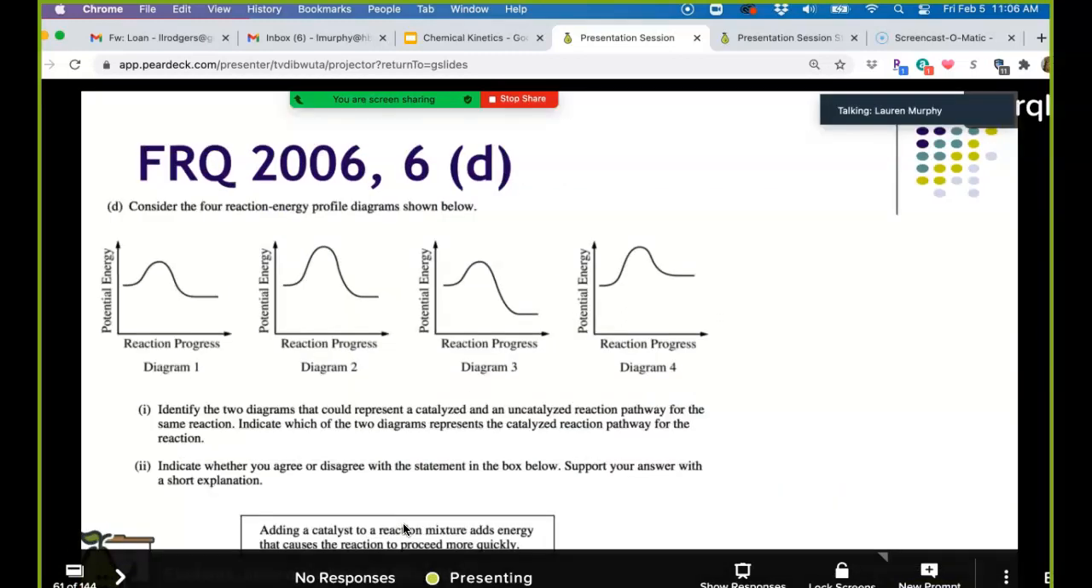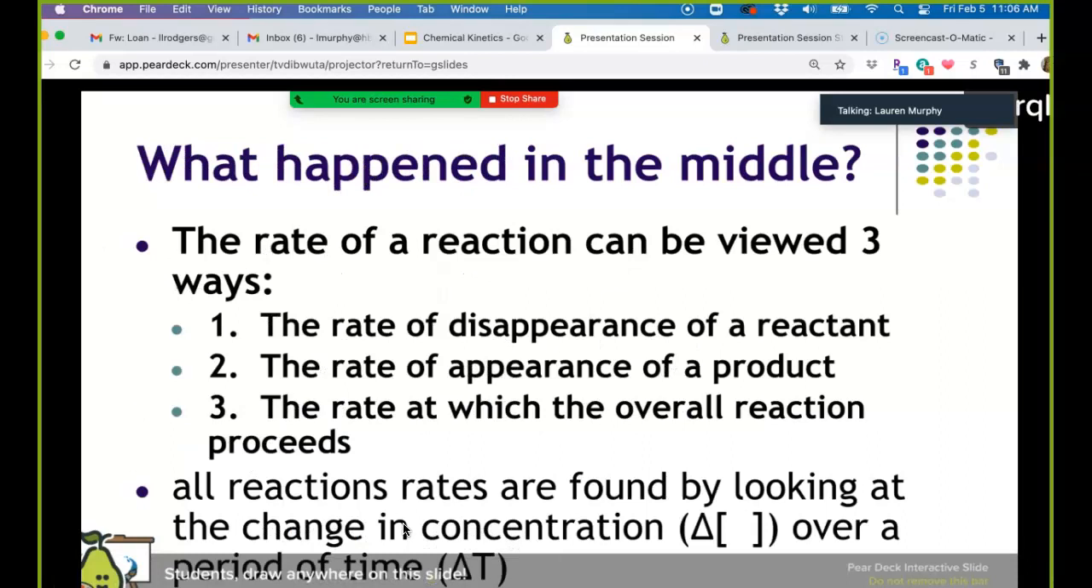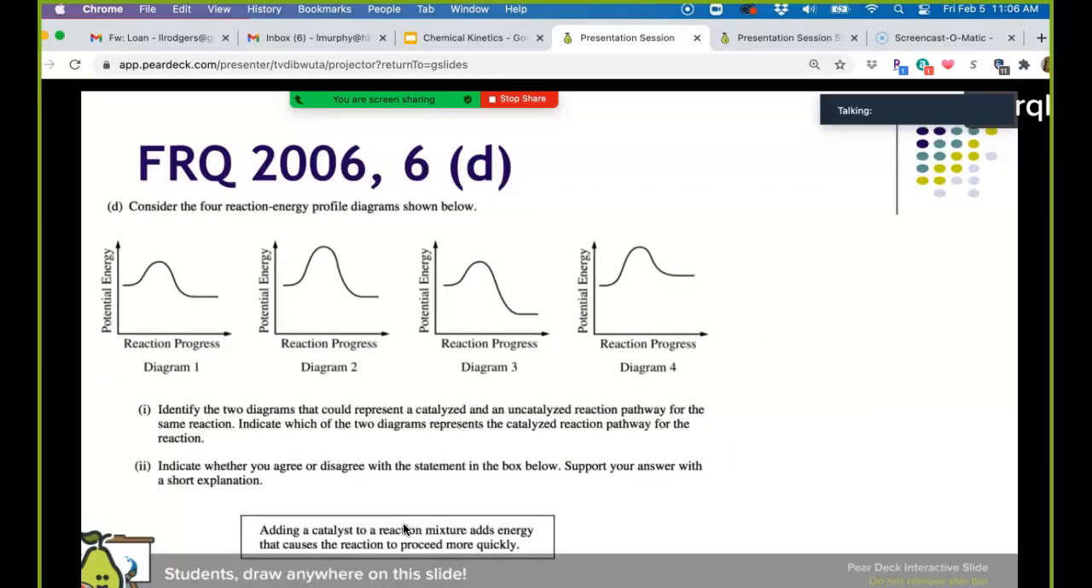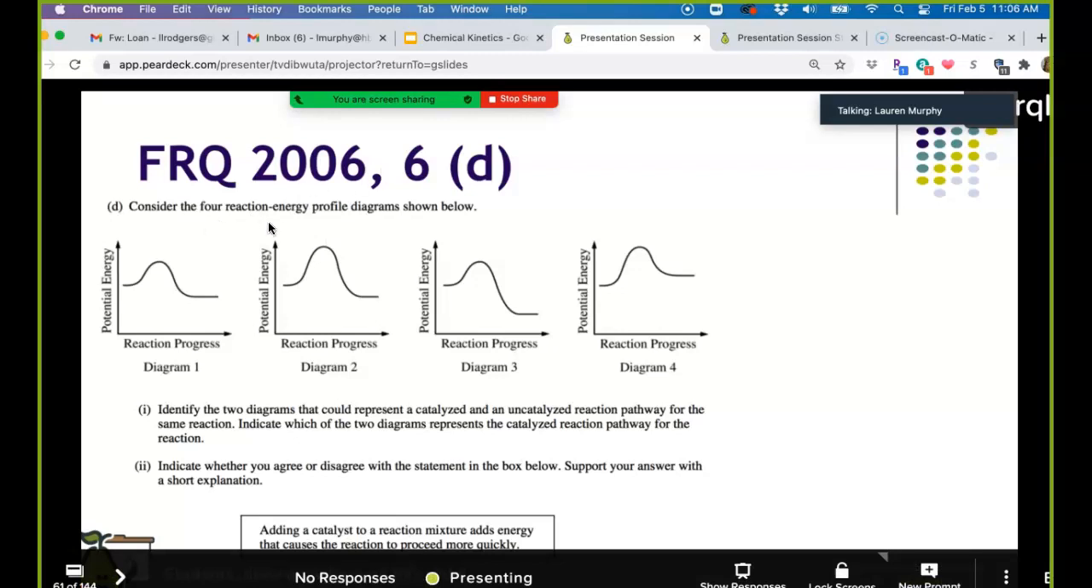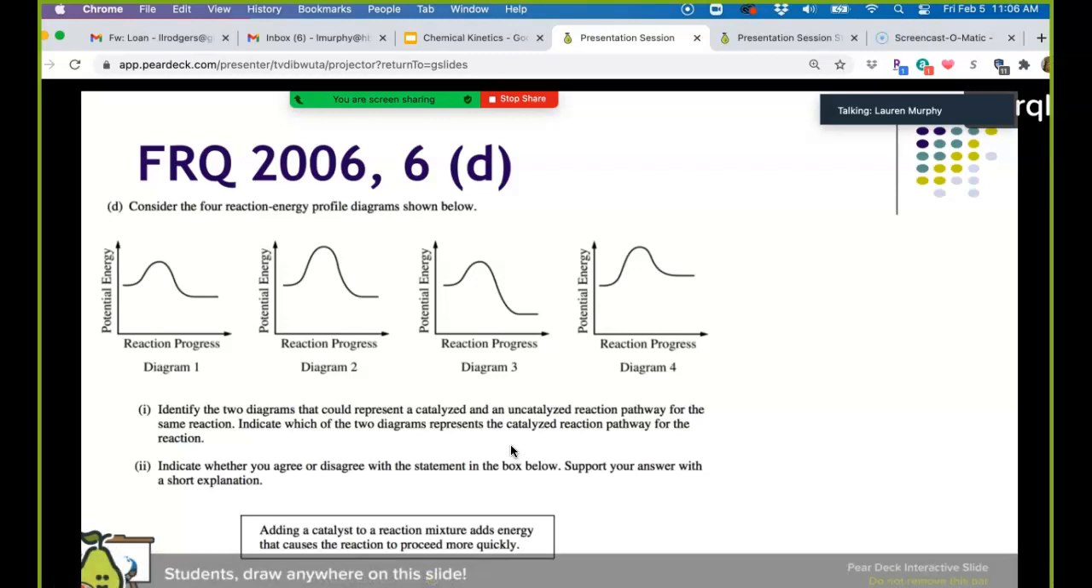Okay, I know that class is going to end pretty soon. Yes, I got through this faster than I thought I would. So we're just doing this part. It says, consider the four reaction energy profile diagrams, 1, 2, 3, 4. Identify the two diagrams that could represent a catalyzed and uncatalyzed reaction pathway for the same reaction. Indicate which two diagrams. It doesn't even say justify it, it just says indicate it.